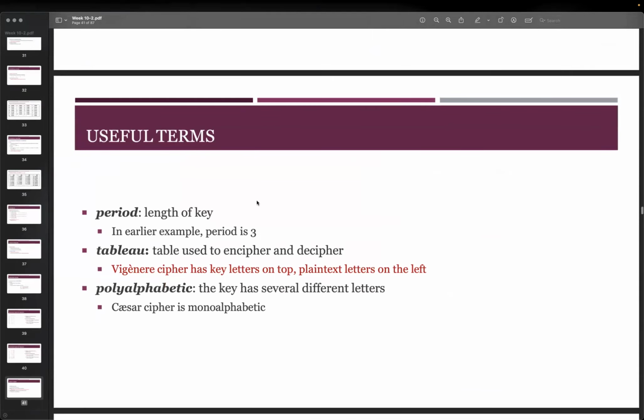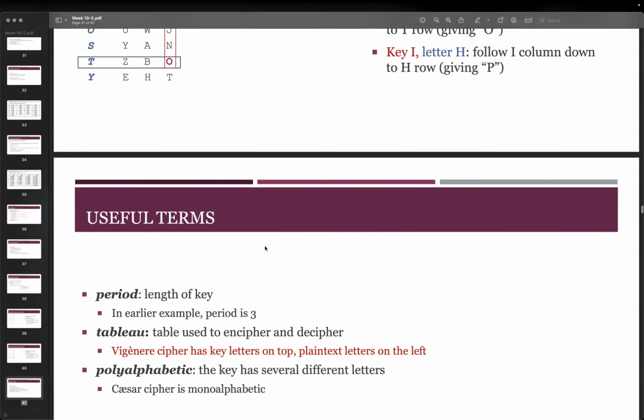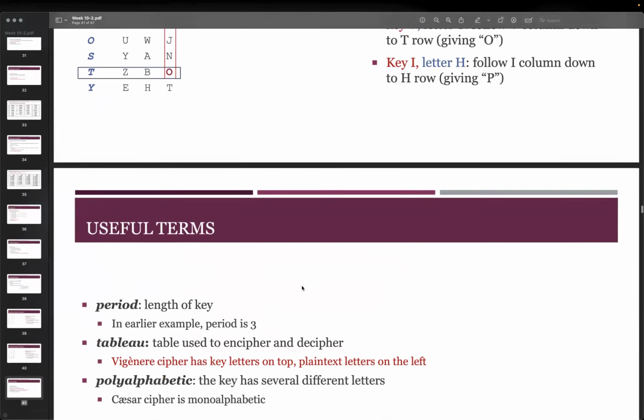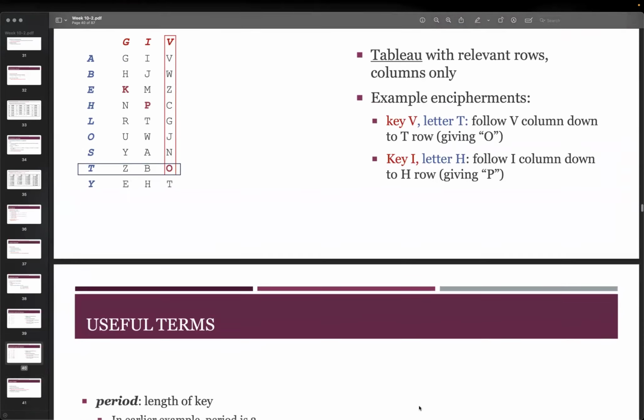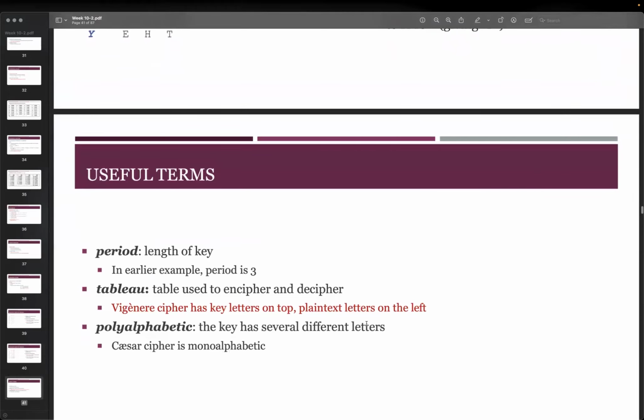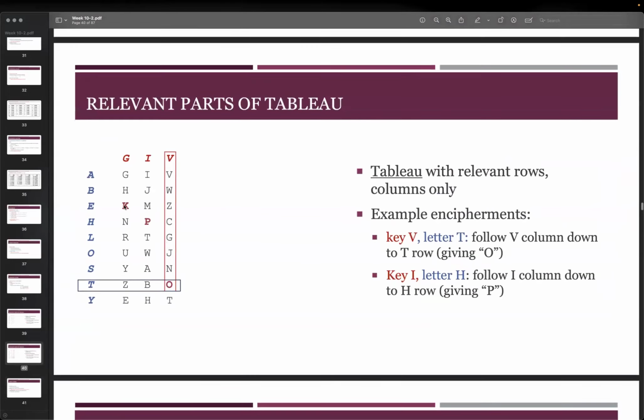We have some useful terms we need to know. Previously we talked about the length of the key. When we say 3, that means we have 3 letters; this is the length of the key, how many letters are encoded. Then the tabula recta: this is a table we use to encipher or decipher. We have the key letter on the top and the plaintext letter on the left. Right now this one is pretty short.